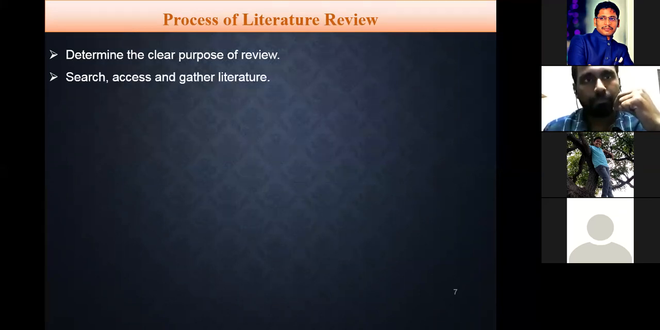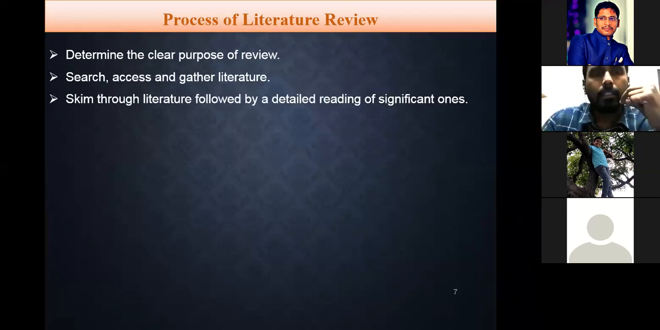The second thing is to search, access, and gather the literature. This is the base. We need to collect a larger number of literatures, from sources such as journals and books. We need to first collect that information. After collecting it, we can read it, skim it, take notes, and then frame our literature review.